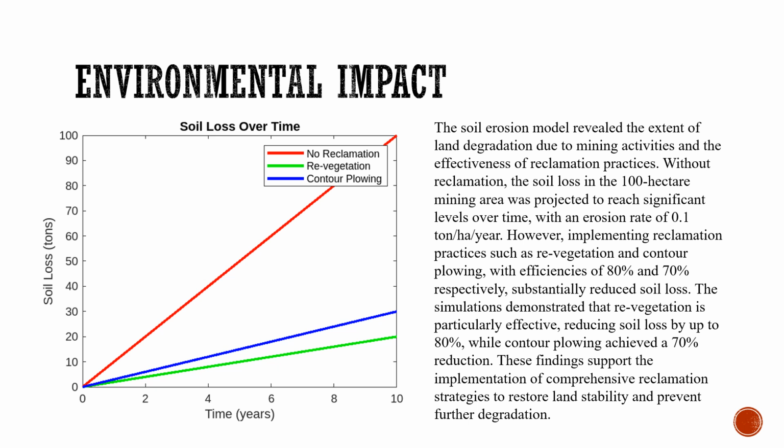The simulations demonstrated that revegetation is particularly effective, reducing soil loss by up to 80%, while contour plowing achieved a 70% reduction. These findings support the implementation of comprehensive reclamation strategies to restore land stability and prevent further degradation.